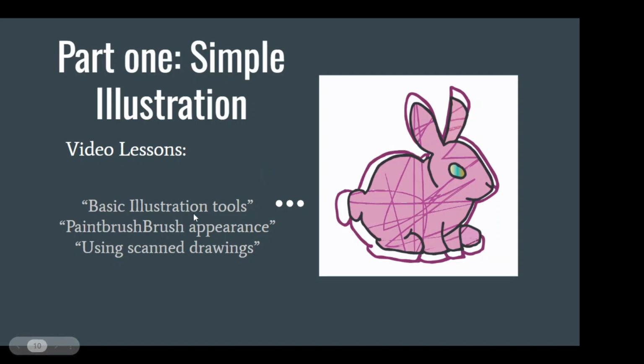So what are we doing now that you have finished these 3 video lessons? If you have not finished all 3, stop the video, go complete these now. So the basic illustration tools, that's one with the house. The paintbrush appearance one, that's where you're kind of doing switches of the paintbrush and learn how to load brushes, and then using the scanned image drawing. Make sure that you complete those.